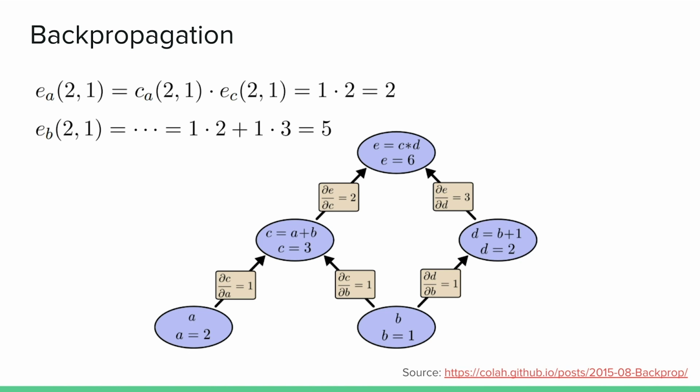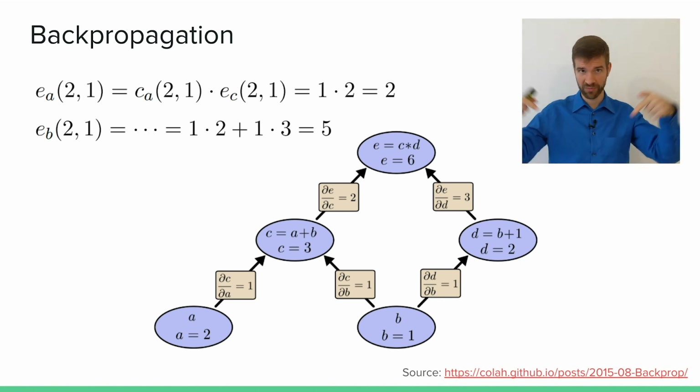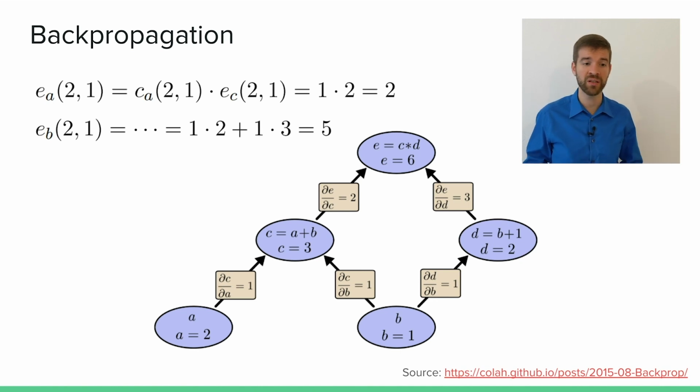So when we want to say e with respect to a, it's kind of walking downhill. It's c with respect to a and e with respect to c. So it's 1 times 2 equals 2. And that's our gradient for a. And we can do the same thing for b. In our case, for b, we have two branches that we have to follow both of these branches through. So it's 2 and 3 multiplied by 1, going through the partial derivative of c with respect to b and d with respect to b, which gives us the final result of 5.